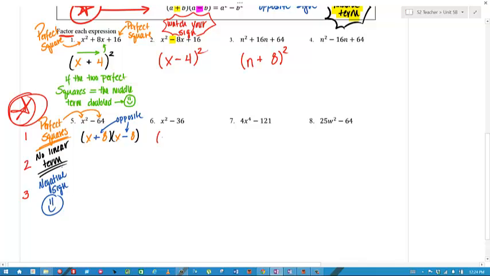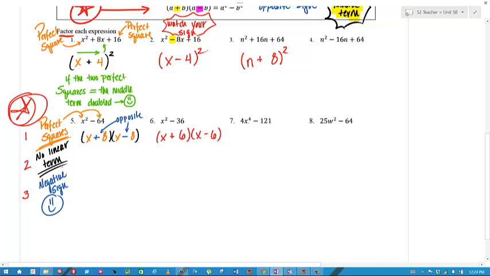Again, x is a perfect square, so I'm going to write an x in there. It is a negative. My last term here is 36. That happens to be a perfect square, and we have a negative in the middle. We're all set. This is difference of squares. So I'm going to write one positive version and one negative version. So easy to factor. Let's do one more with a coefficient of other than 1.